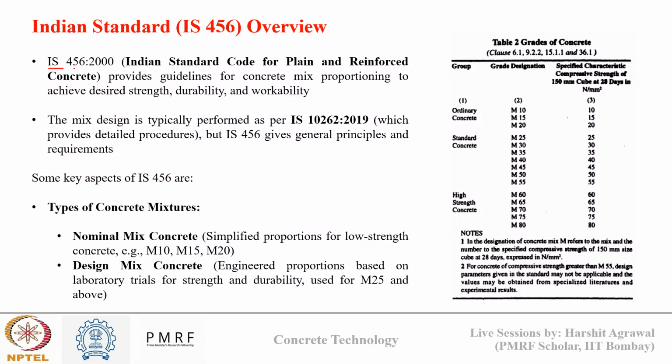So IS 456, which is the Indian Standard Code for Plain and Reinforced Concrete, provides guideline for concrete mixture proportioning to achieve desired strength, durability, and workability. And IS 10262 is the one which provides the detailed procedure for doing mixture design in concrete. IS 456 just provides general principles and requirements, but how to apply those principles, how to mix different components in a proportion, everything is provided by IS 10262.